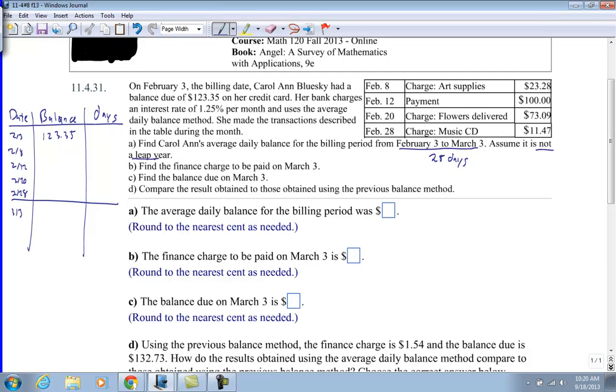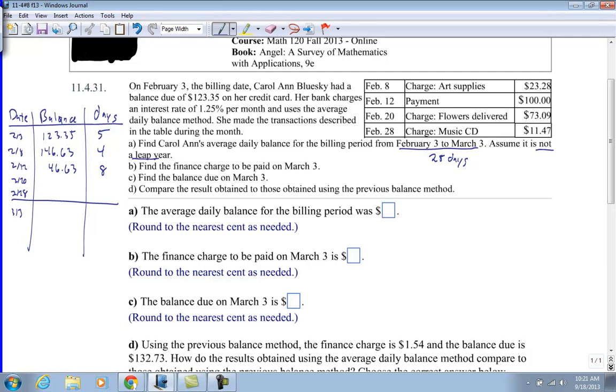So we have how many days from the 3rd to the 8th is 5 days. And then we're going to add 123.35 plus 23.28. That's going to be 146.63, and that's going to be from the 8th to the 12th. That's 4 days. 12 minus 8 is 4. And we're going to make a payment, so minus $100 from that. We're down to $46.63. That's from the 12th to the 20th.